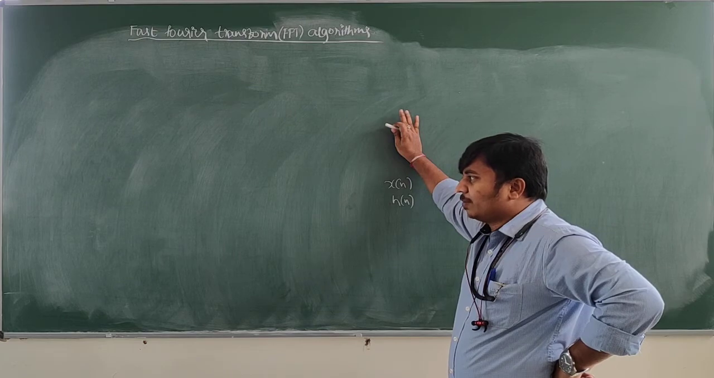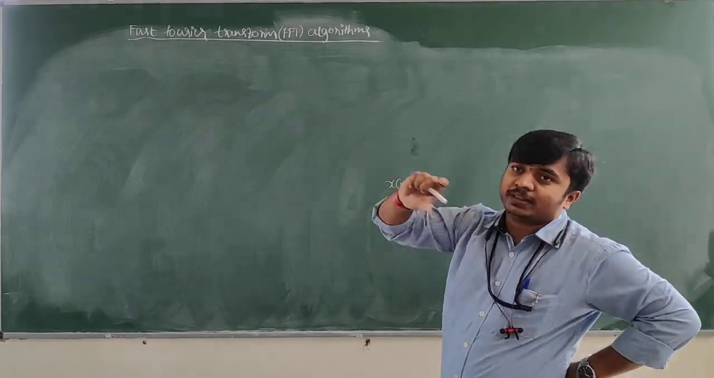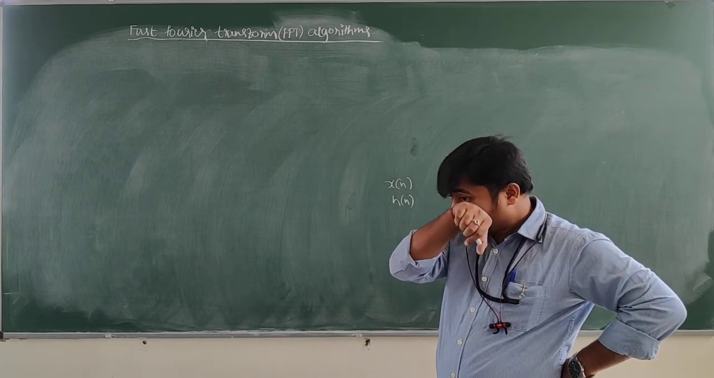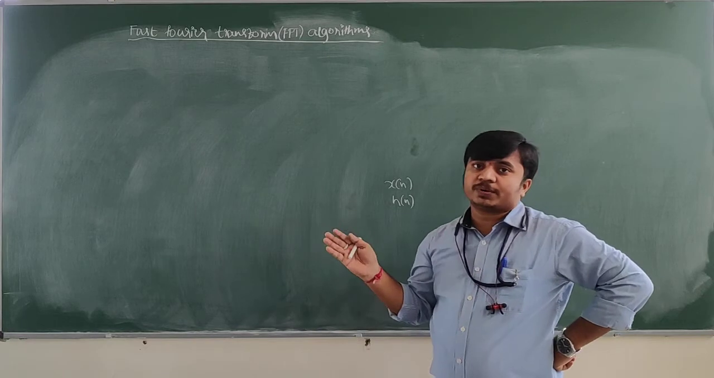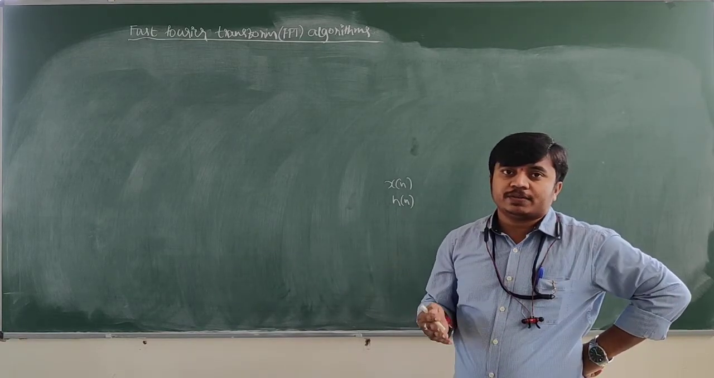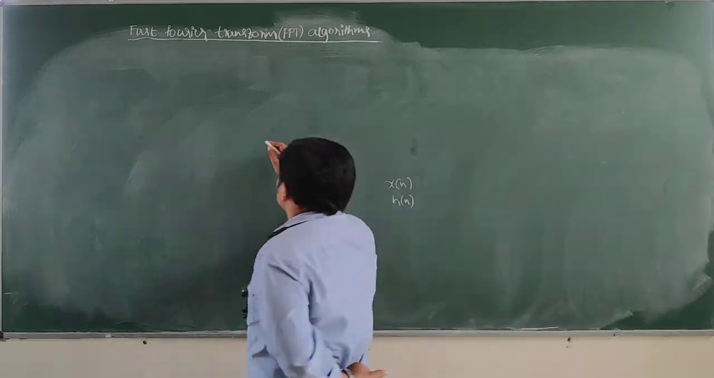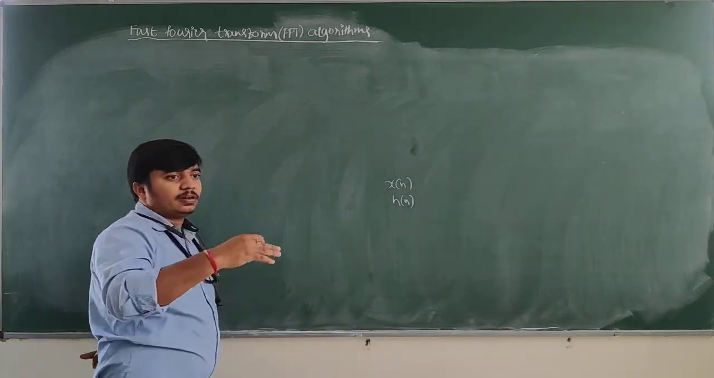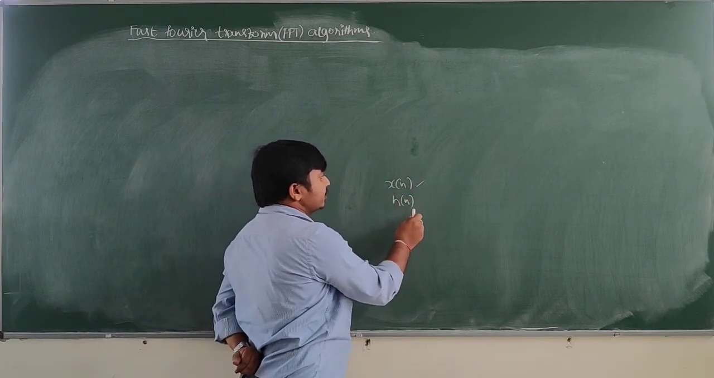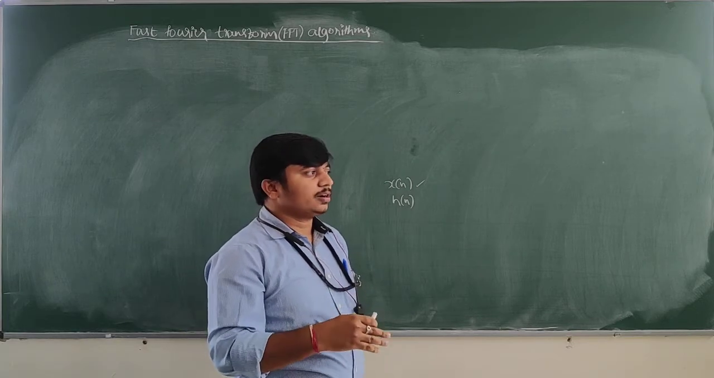In the overlap add and overlap save methods, what do we do? We split the lengthy input sequence x of n in order to obtain the convolution. That is also not an efficient manner, because we can't keep on splitting a more lengthy input sequence x of n. So the overlap add method and overlap save method are also not efficient.